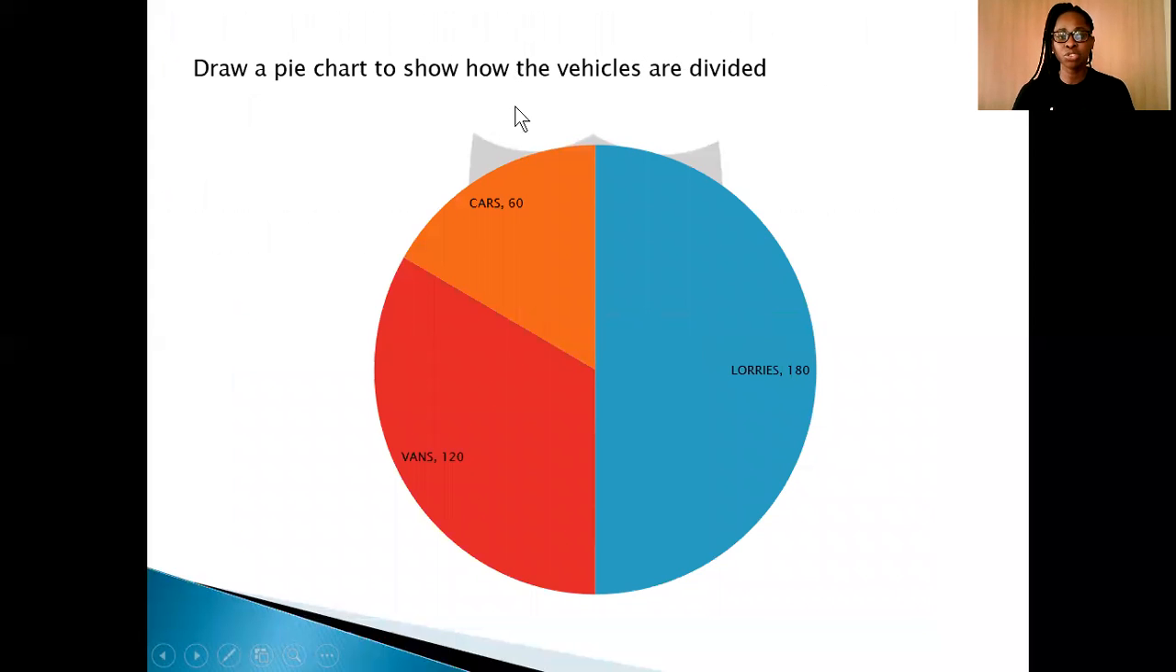Draw a pie chart to show how the vehicles are divided. This is the pie chart. This is lorry, and like I told you, lorry will be representing an angle of 180 degrees. And this is the car. The cars will be representing an angle of 60 degrees. And the vans will be representing an angle of 120 degrees. Now, these 3 vehicles have been divided into sectors. We have the lorries 180 degrees, the cars 60 degrees, and the van 120 degrees.